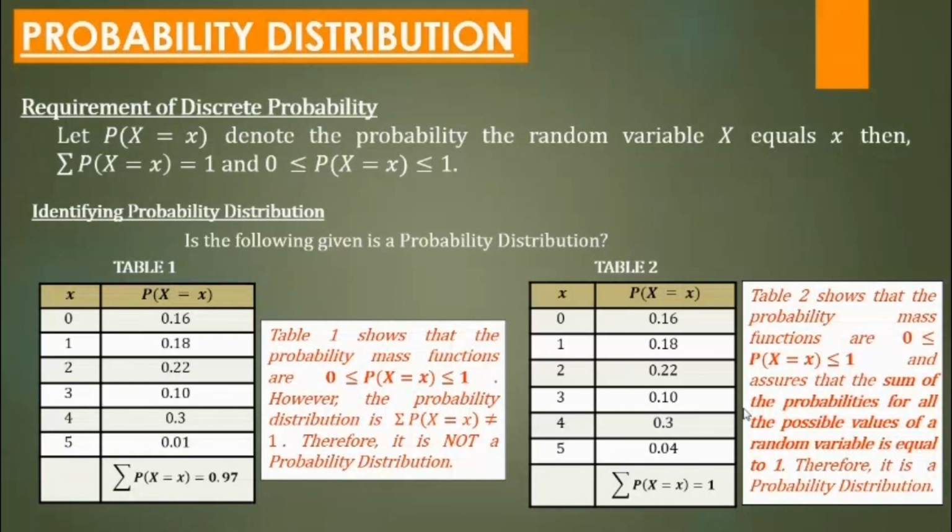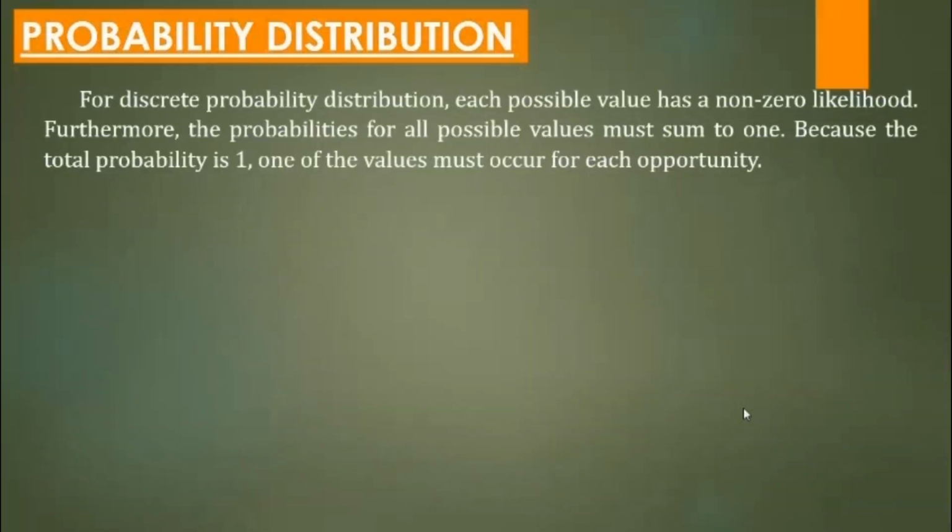For a discrete probability distribution, each possible value has a non-zero likelihood. Furthermore, the probabilities for all possible values must sum to 1. Because the total probability is 1, one of the values must occur for each opportunity. So, this is the requirement for you to consider that the given is a probability distribution. The total probability must sum to 1.